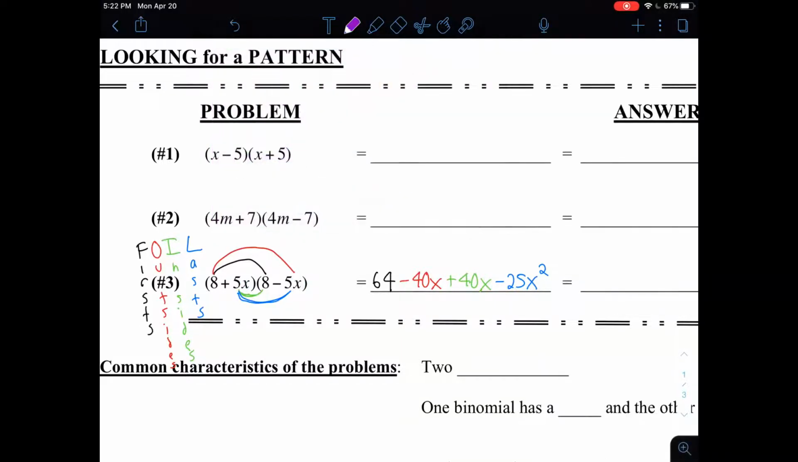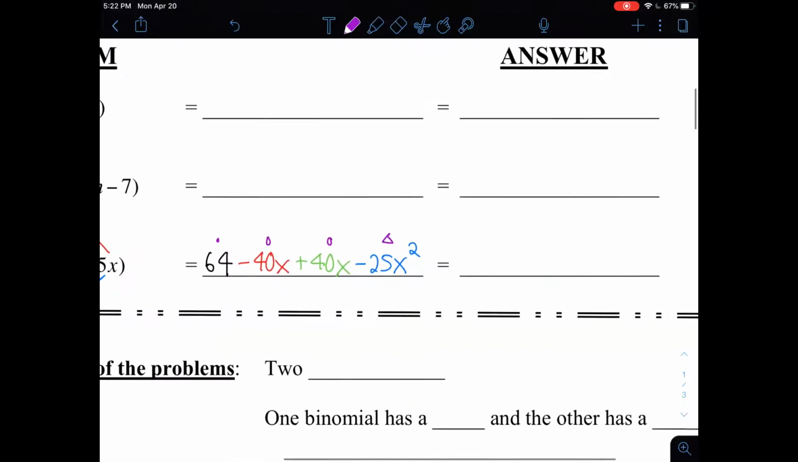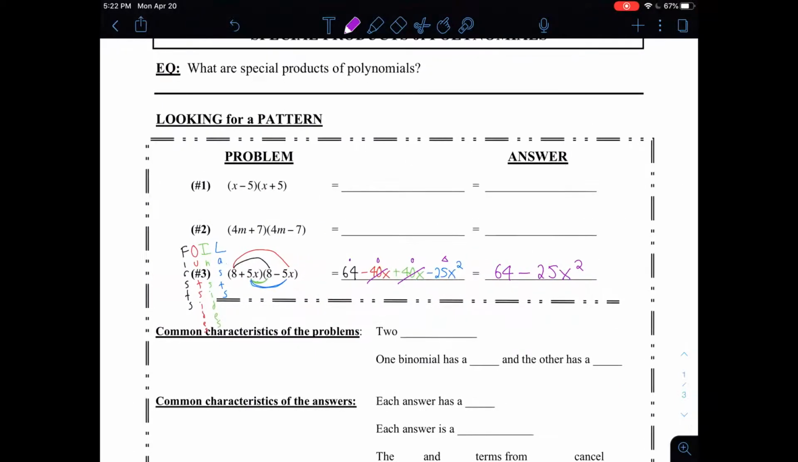Now let's do some combining like terms. So looks like we have 64 by itself, no other numbers by itself. We've got x terms, and then we have this right here. So what's going to happen? What's negative 40x plus 40x? Yeah, these are going to cancel. So what we're going to have left is 64 minus 25x squared. So we did 8 plus 5x times 8 minus 5x, and the middle terms canceled out, and this is our final answer.